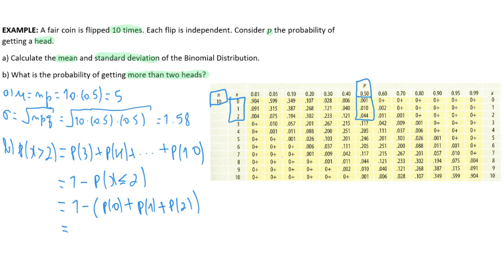Going back to the formula, 1 minus the probability of 0, which is 0.001, plus the probability of 1, which is 0.010, plus the probability of 2, which is 0.044, equals 1 minus 0.055, and finally this is equal to 0.945, or 94.5%.